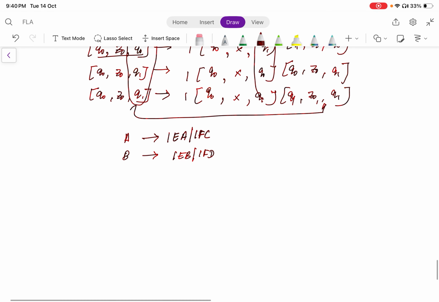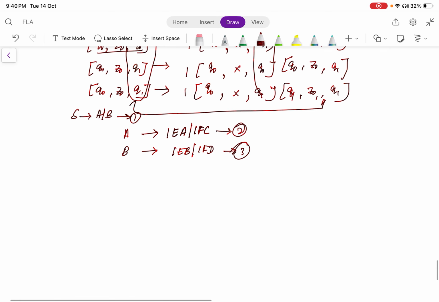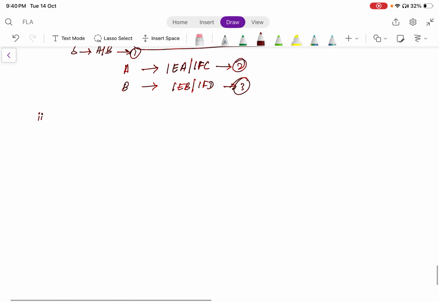Sorry, we will write the S as the first equation, first equation, second, third. Now the first push is done. Now move on to the second push.